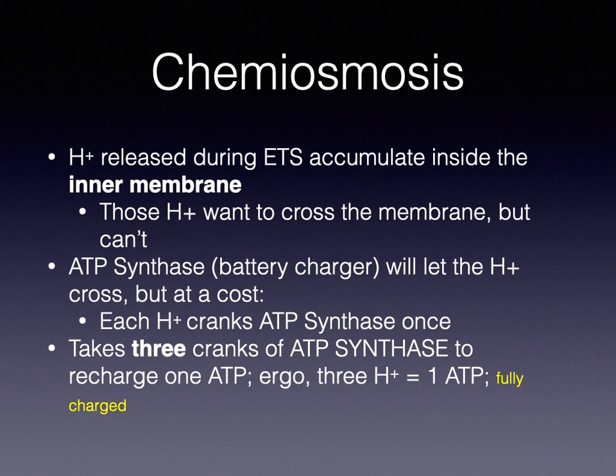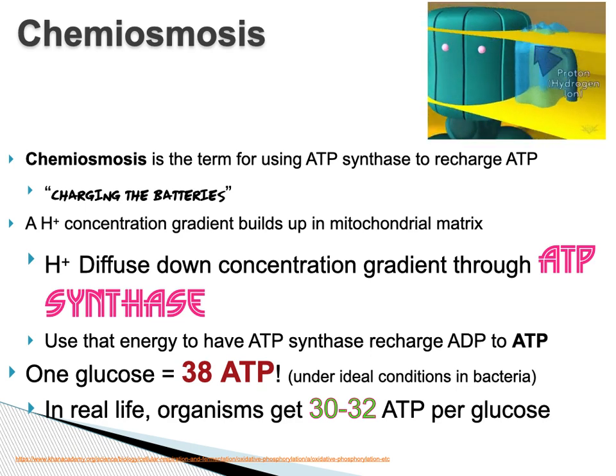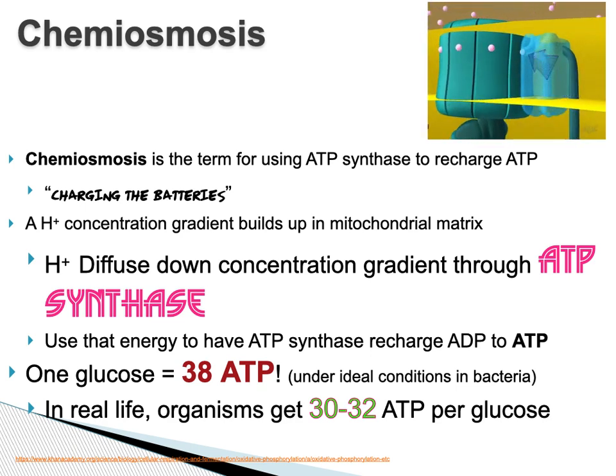Chemiosmosis is when you've got protons that you released during the electron transport system. And again, you're going to use that battery charger. When the protons want to come back across, you crank the battery charger, and that will help recharge 1 ATP. You've got to crank that ATP synthase 3 times. Again, chemiosmosis, charging the batteries. The battery charger is ATP synthase.